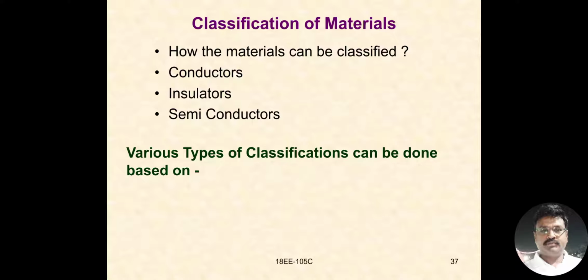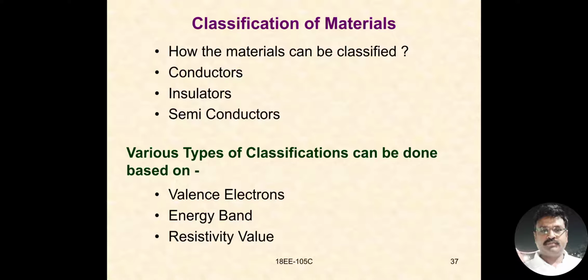the properties of these three materials. Properties of conductors, insulators, properties of semiconductors. Various types of classifications can be done: based on valence electrons, classification based on energy band, classification based on resistivity of the materials.